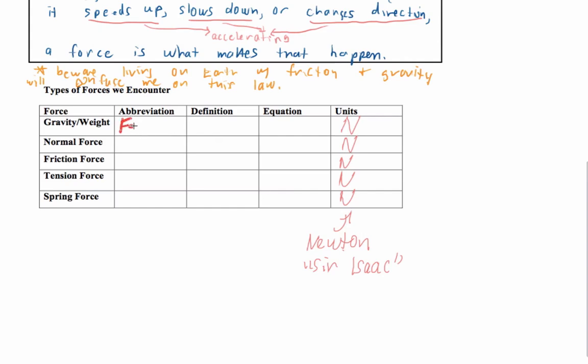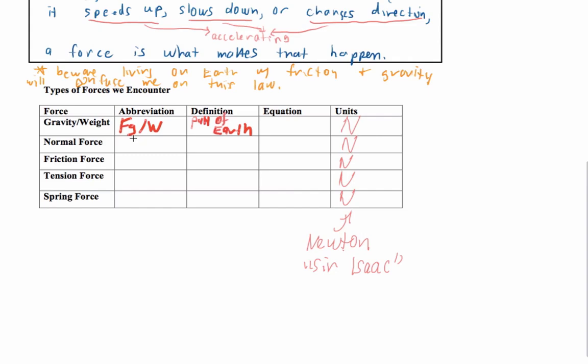Okay, now we have gravity, or the weight force. The abbreviation we use is either FG or W. And the definition, we're going to keep it real simple. Pull of Earth. That says pull, not pun. But I can't seem to write. I'm going to make my pen smaller.